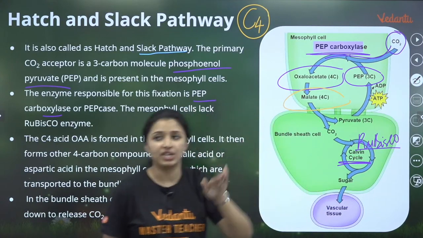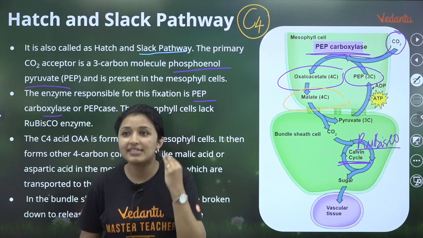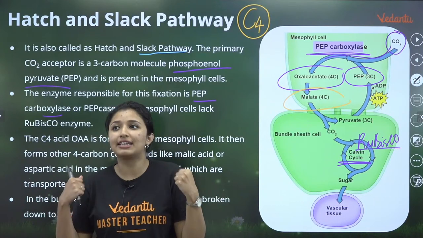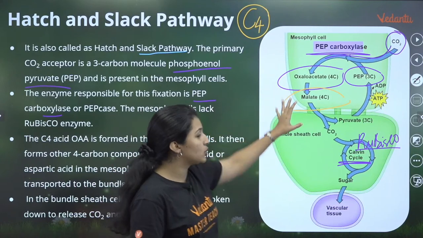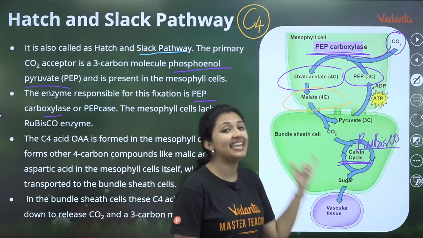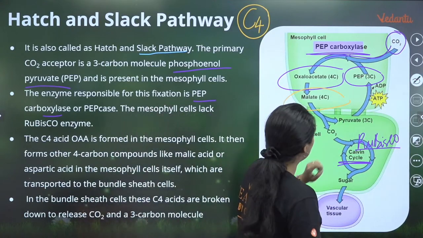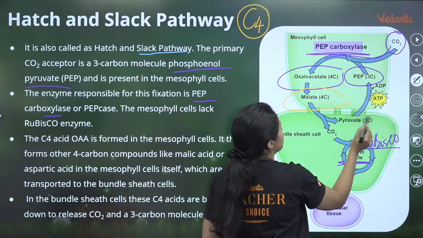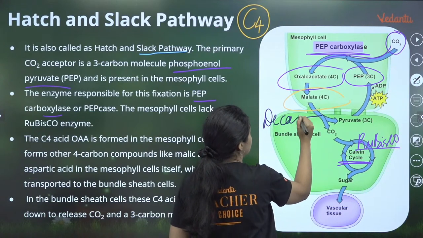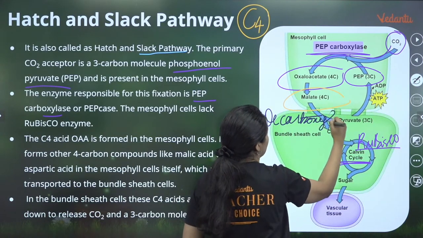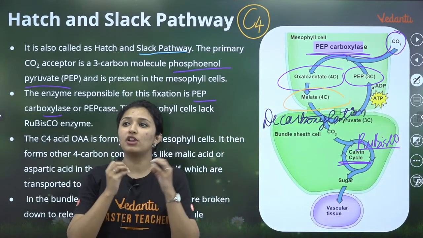Once it reaches the bundle sheath cell, why malic acid? Malic acid is not lazy. Oxaloacetic acid is lazy. Malic acid is very active. So now malic acid goes inside, right? Here a decarboxylation reaction happens. I will write this over here. Decarboxylation, meaning removal of carbon dioxide.